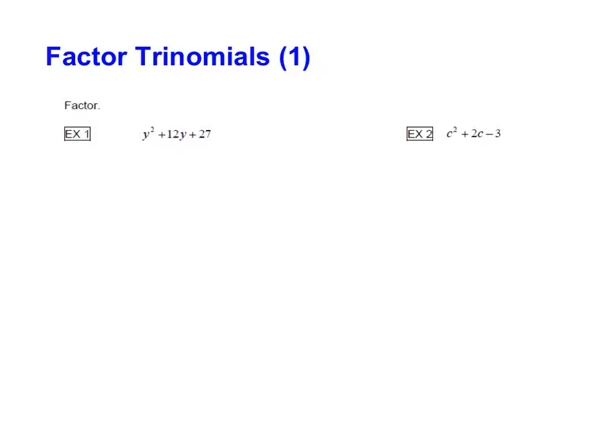All right, we're going to factor trinomials. Remember, a trinomial is a polynomial that has three terms. So you can see 1, 2, 3 terms, 1, 2, 3 terms. What I want to point out with these two trinomials that we're looking at is the leading term, the squared term. In this case, it's a y squared, and this is a c squared. Do you see how there's not a number in front of those? That's when the leading term is 1. These factor the exact same way.